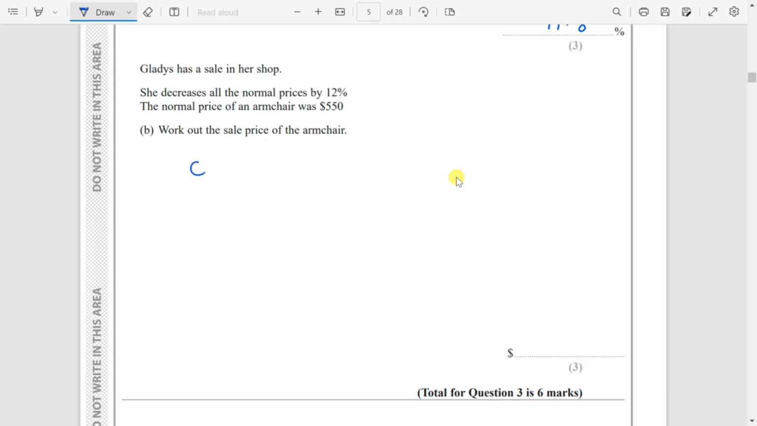If you see my videos, it's like this. OV times (1 plus or minus a rate) will give us the new value. Because we know it's a decrease, we aren't using the plus, we're going to be using the minus sign. We know it dropped by 12%. 12% you can write as 0.12, easier. And the original value, the normal price, was $550.